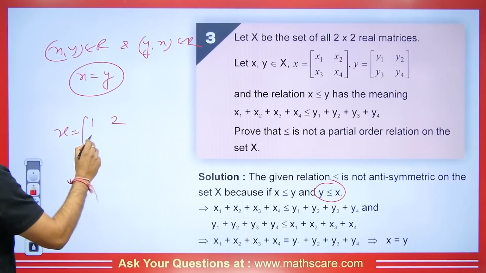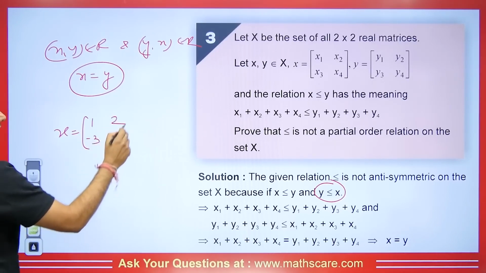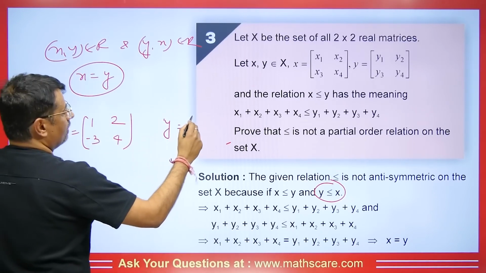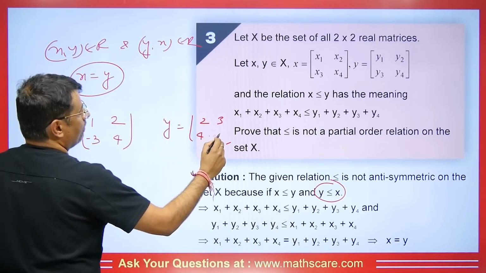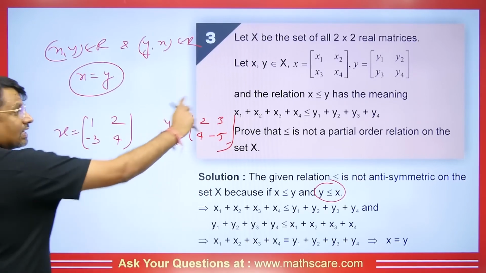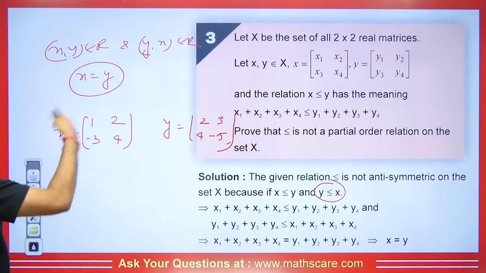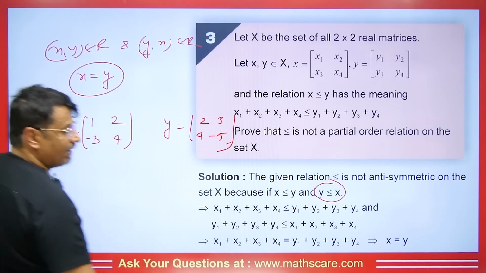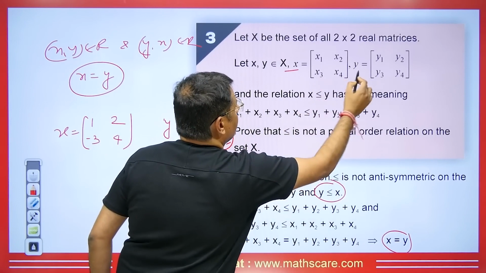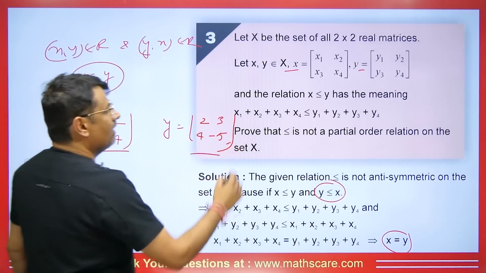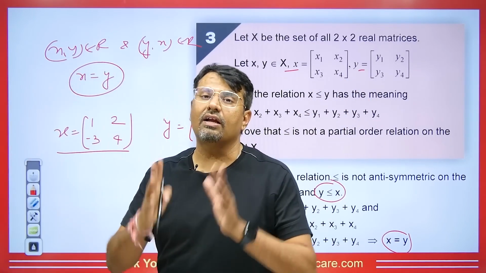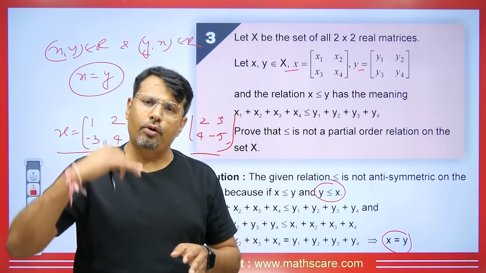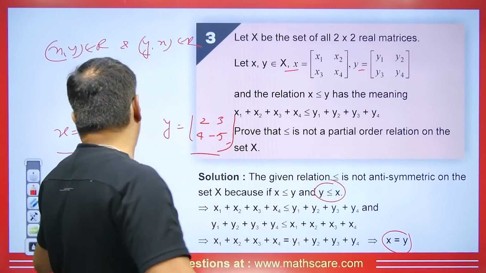1, 2, minus 3, 4, and the sum of all these is 4. Let's take an example from Y matrices 2, 3, 4, minus 5. So the sum of all these is also 4. I'm trying to tell you that these two matrices are not equal. Matrices have to be equal, which means X should be equal to Y. But this is not happening here, which means that the relation here will not be antisymmetric. So this relation cannot be a partial order relation. If any of the three properties gets dissatisfied, then it cannot be a partial order relation.